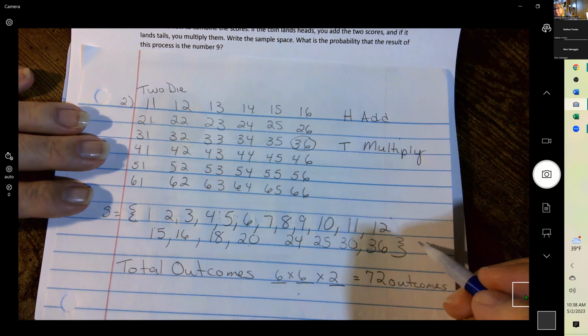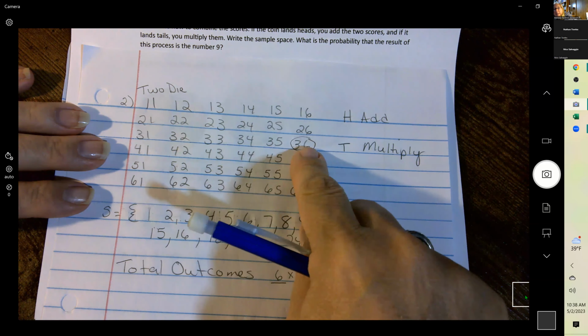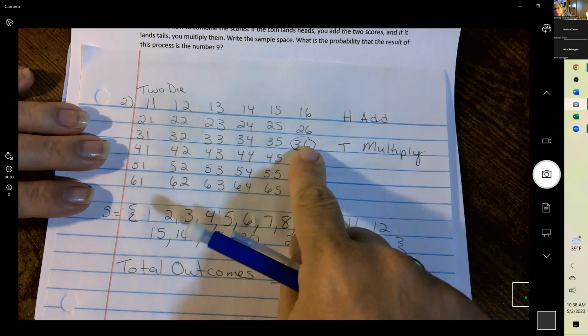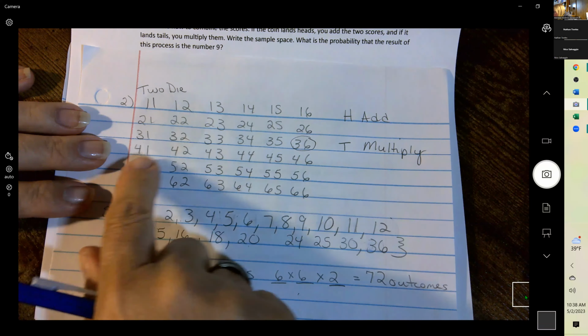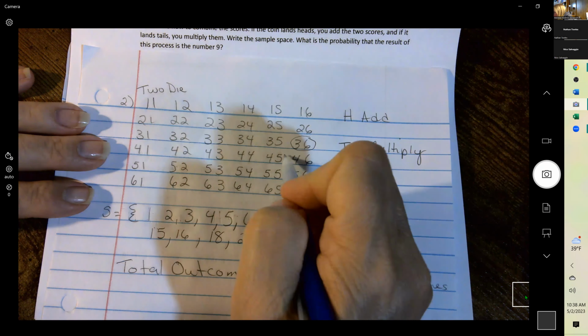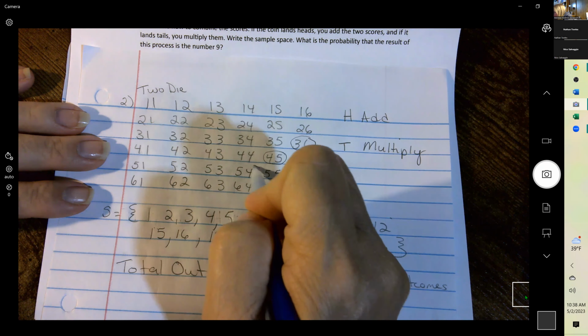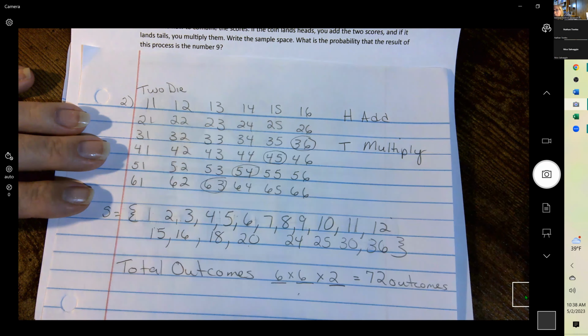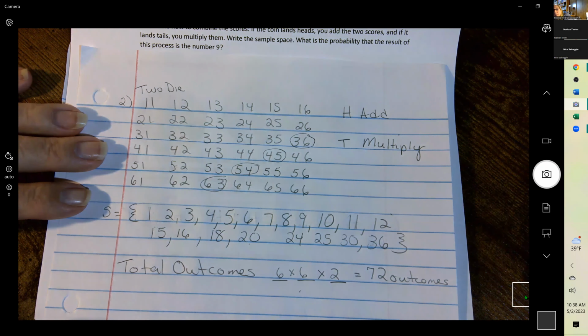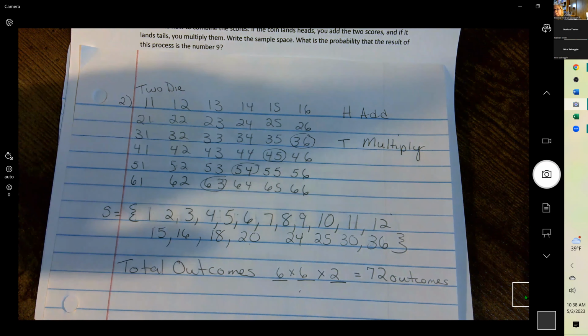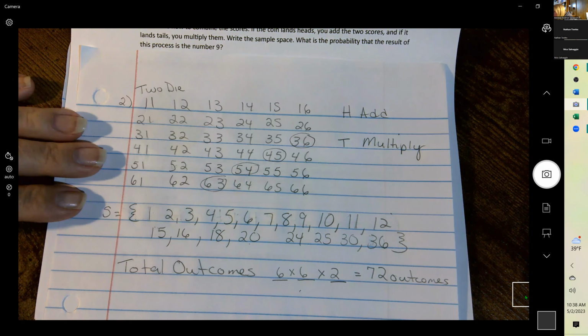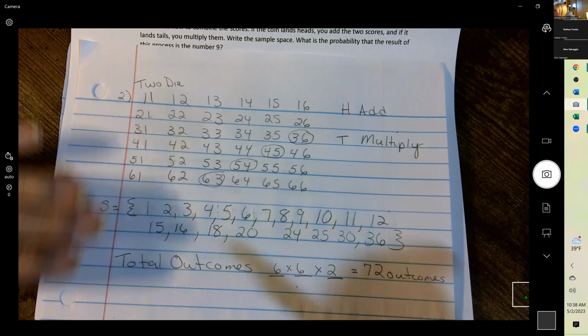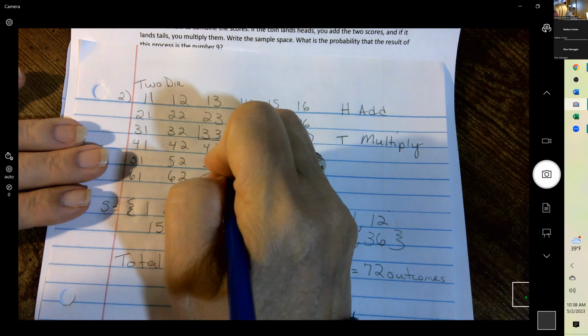Adding, a head, a 3, and a 6 will give us a 9. 5, 6, 7, 8. Here's a 9. And a 9. And a 9. So when adding, there's 4 of them. Multiplying to get 9, there's only one way. Because we don't have a 9 and a 1, the only way is the 3 and the 3 with a tail.